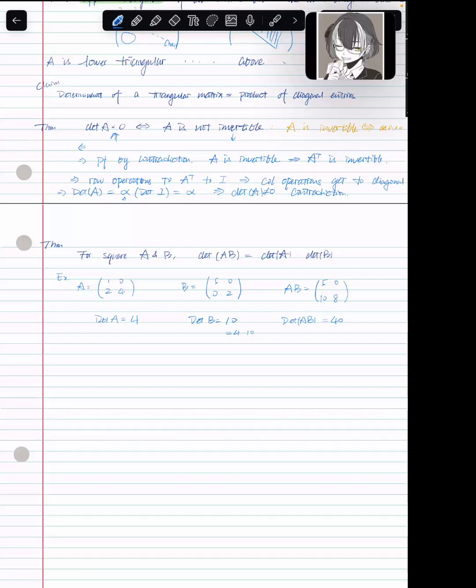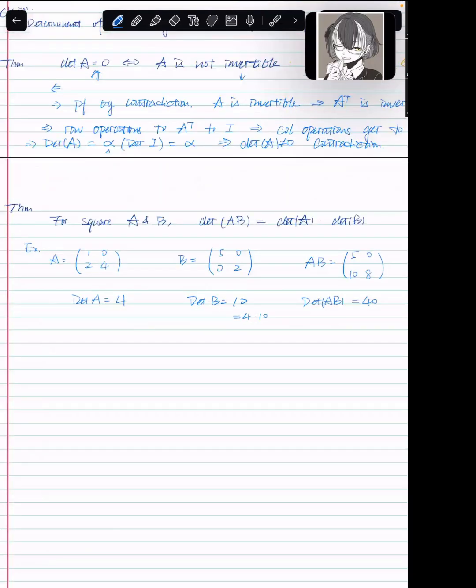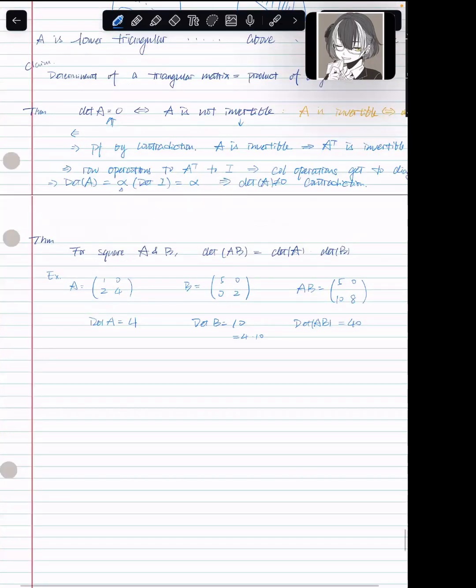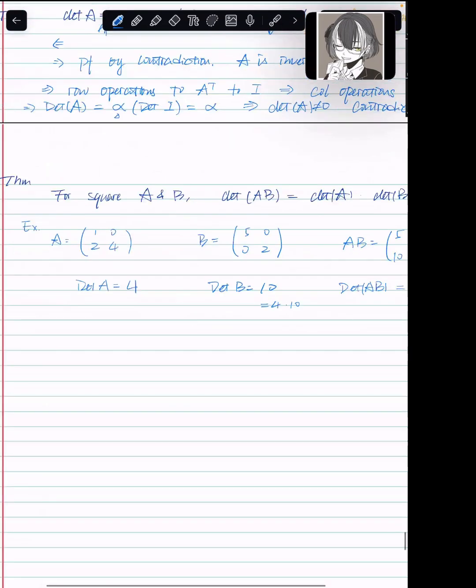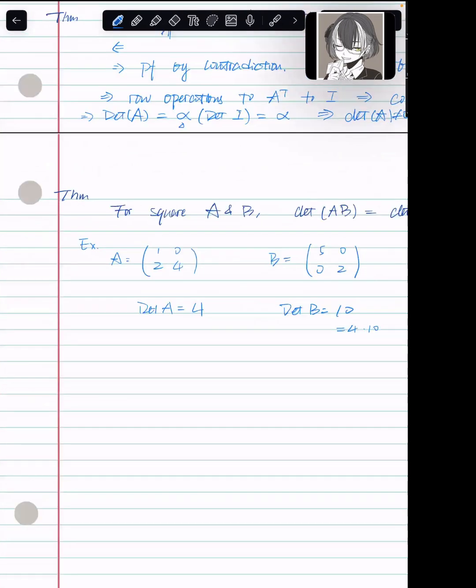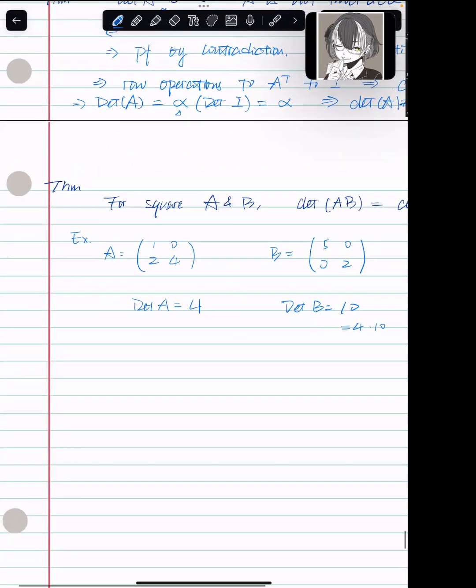Last time we introduced the determinant, and in the end we said that if we have two square matrices in the same dimension, the determinant of the product equals the determinant of A multiplied by the determinant of B. So using that, we can actually think about the elementary matrices we talked about.